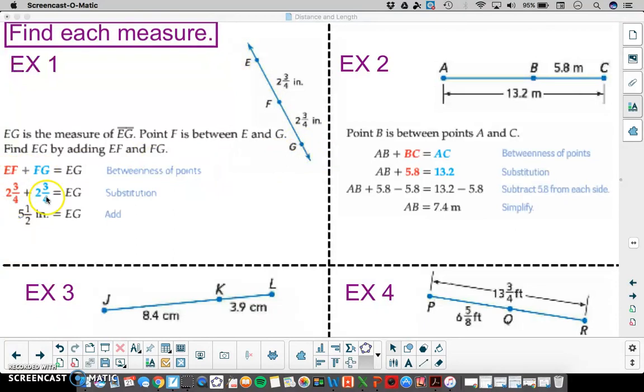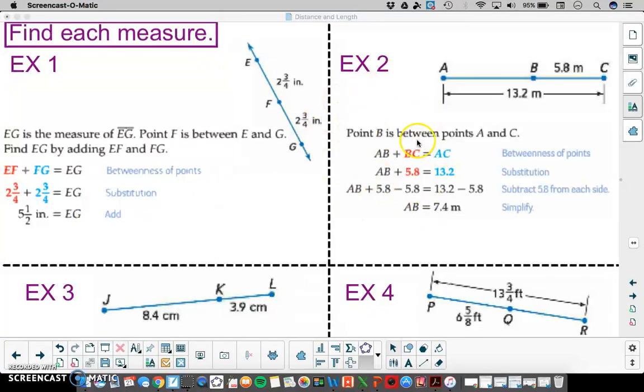So 2 3/4 plus 2 3/4 is equal to EG by substitution. When we put those together and substitute again, we get 5½ inches. That's equal to the measure of EG.